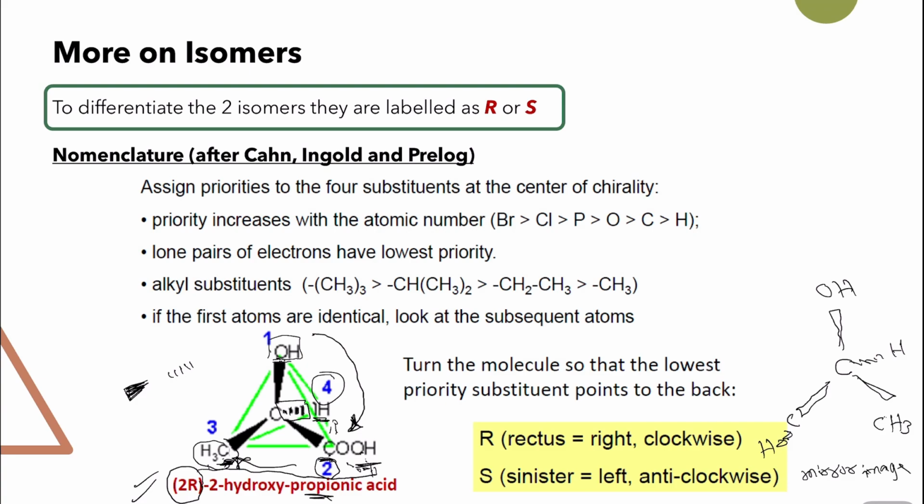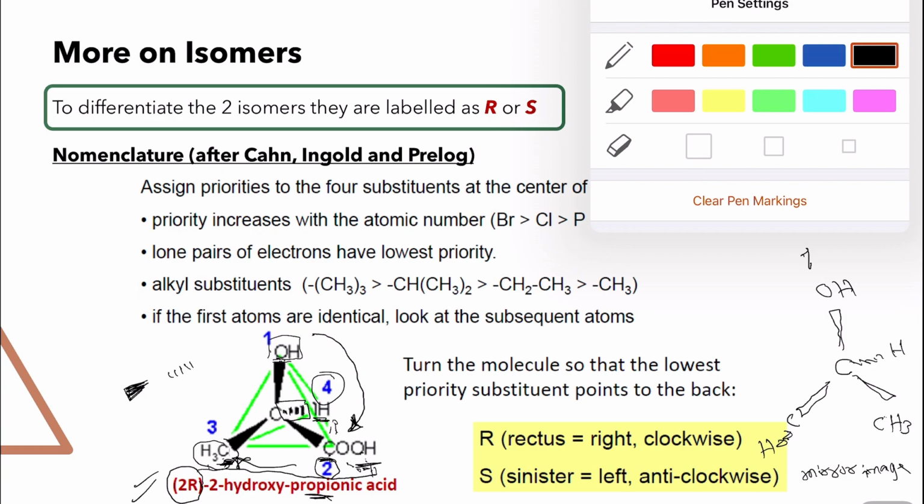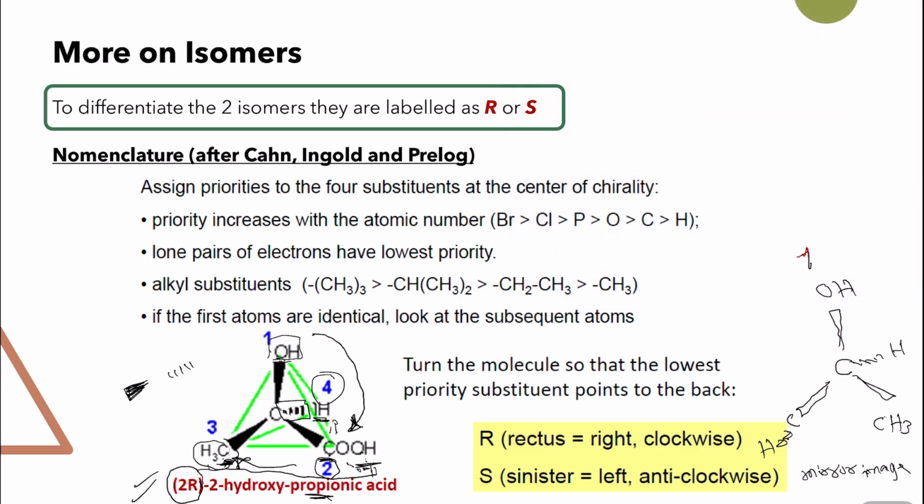Now let's give them the priority again. The OH is given number 1. Then the carboxylic acid group is given number 2. And then the methyl is given 3. Hydrogen is given 4. Let's look at the arrangement now. So it's 1, 2 to 3. Now it's anti-clockwise. So this is an S. So if it's clockwise, it's going to be an R. If it's anti-clockwise, it's an S.